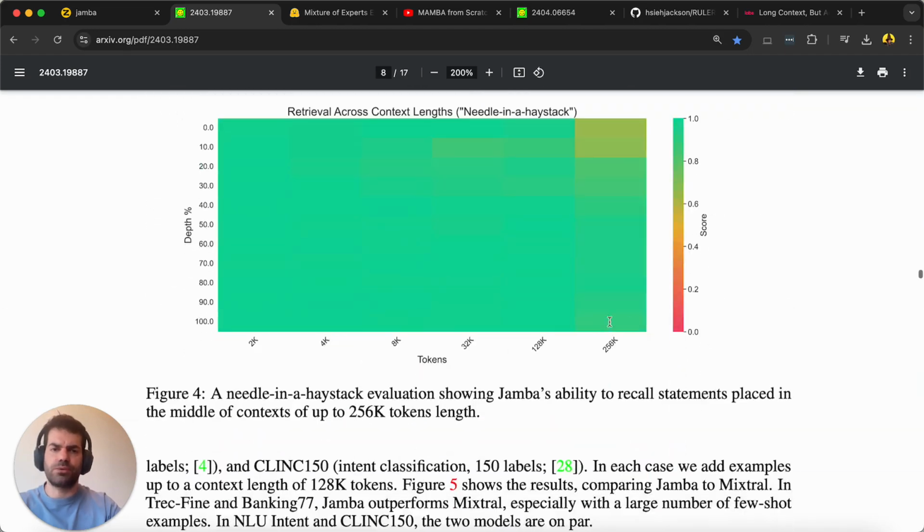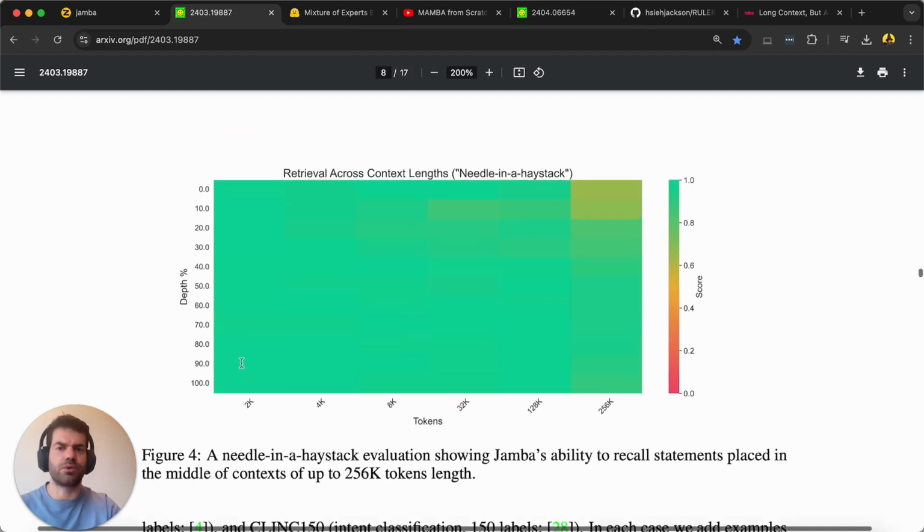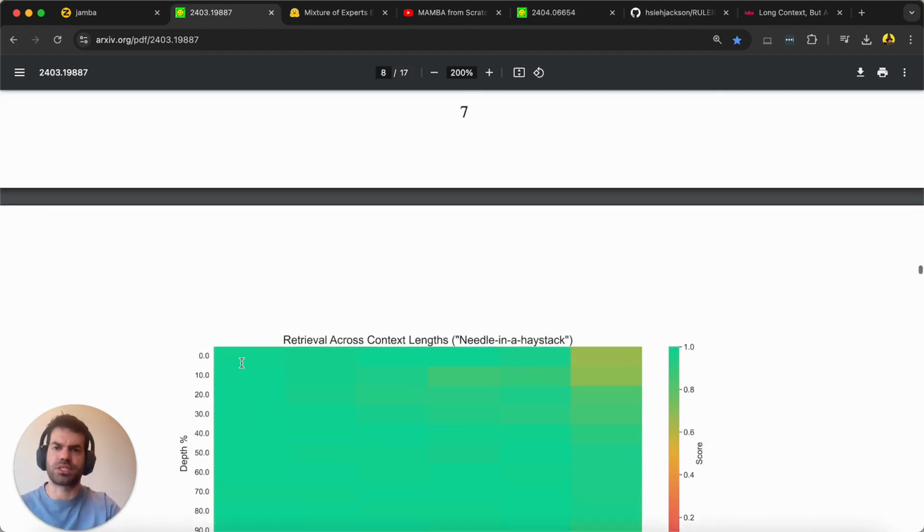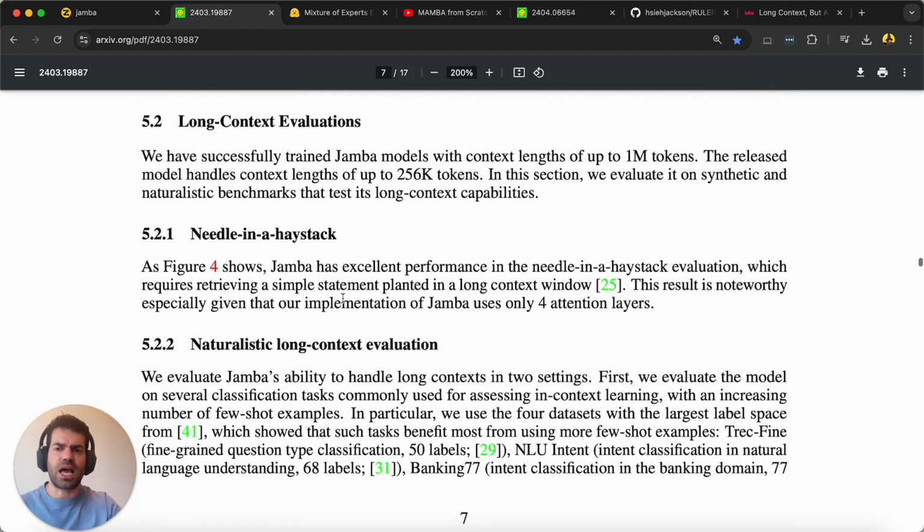And you can see here, right, what you want to see is everything green. And you can see that this is a depth, meaning where the information is percentage-wise, like if it's in the beginning or the end and so on, and how large is the context window. And you can see this is fairly good long context handling. Again, these results are much more improved right now, and you will see updated benchmarks out there.